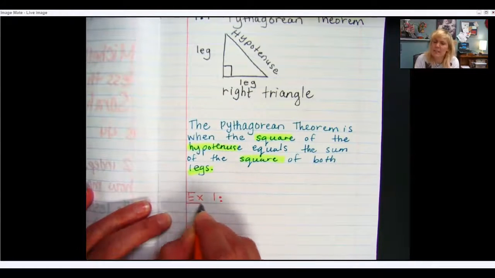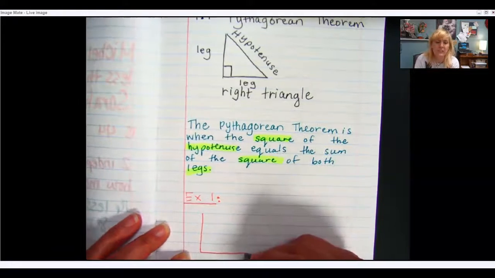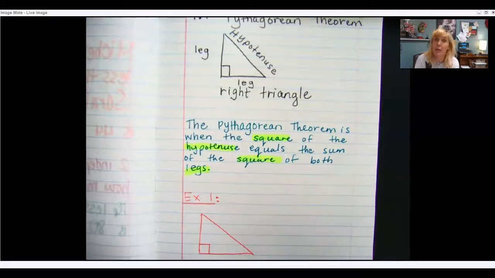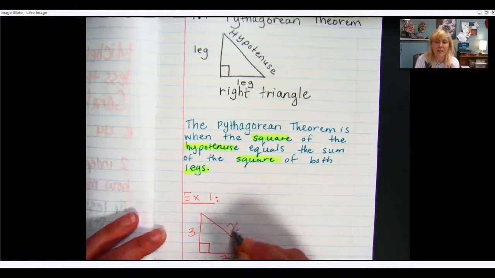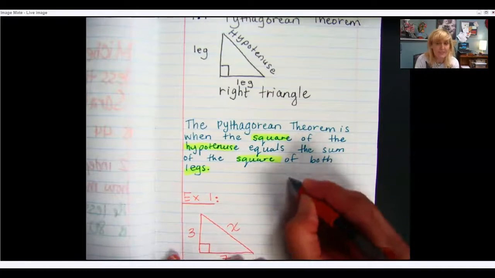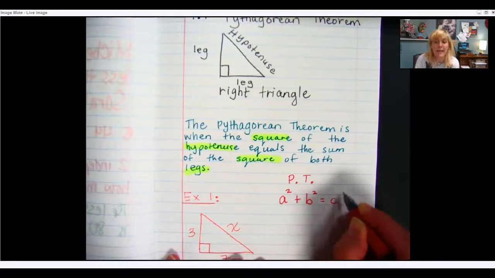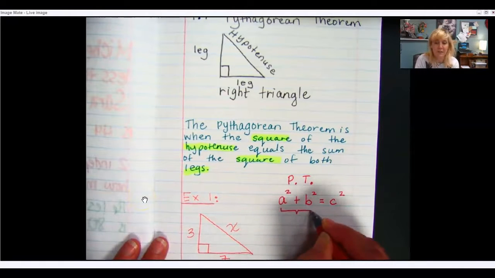All right, so let's take a look at an example. Label your paper example 1 and draw yourself a very nice, neat right triangle. Let's say that the bottom part is 7 units and my height is 3. The hypotenuse is x. Here's the Pythagorean theorem: a squared plus b squared equals c squared. Please make sure that you write that down. Most of you might have a memory of this from a while ago.